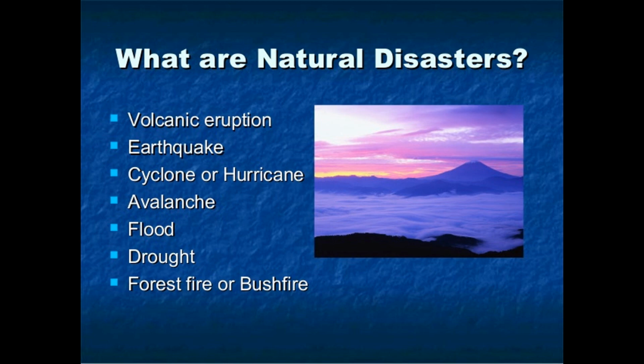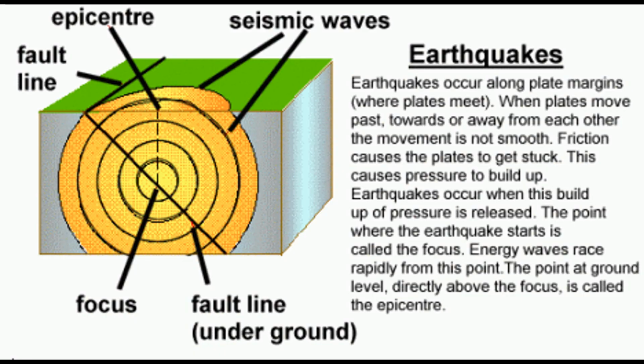Then we just want to give a quick definition of some of the different natural disasters. So we have earthquakes. Earthquakes occur along plate margins where plates meet. When plates move past, towards, or away from each other, the movement is not smooth. Friction causes a plate to get stuck. This causes pressure to build up. Earthquakes occur when this buildup of pressure is released. The point where the earthquake starts is called a focus. Energy waves race rapidly from this point. The point at ground level, directly above the focus, is called the epicenter.